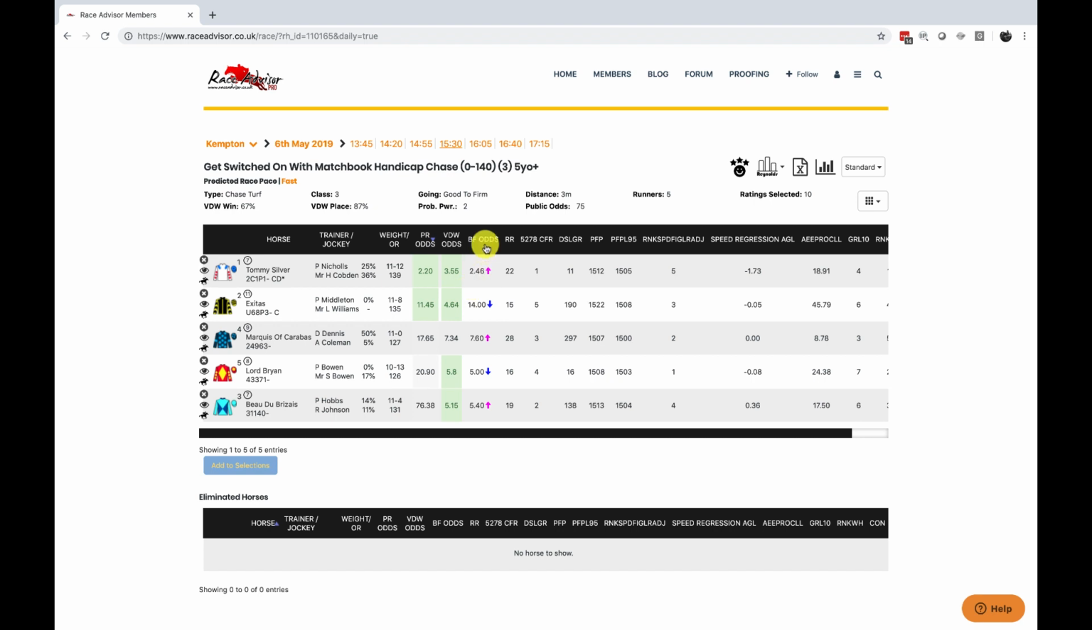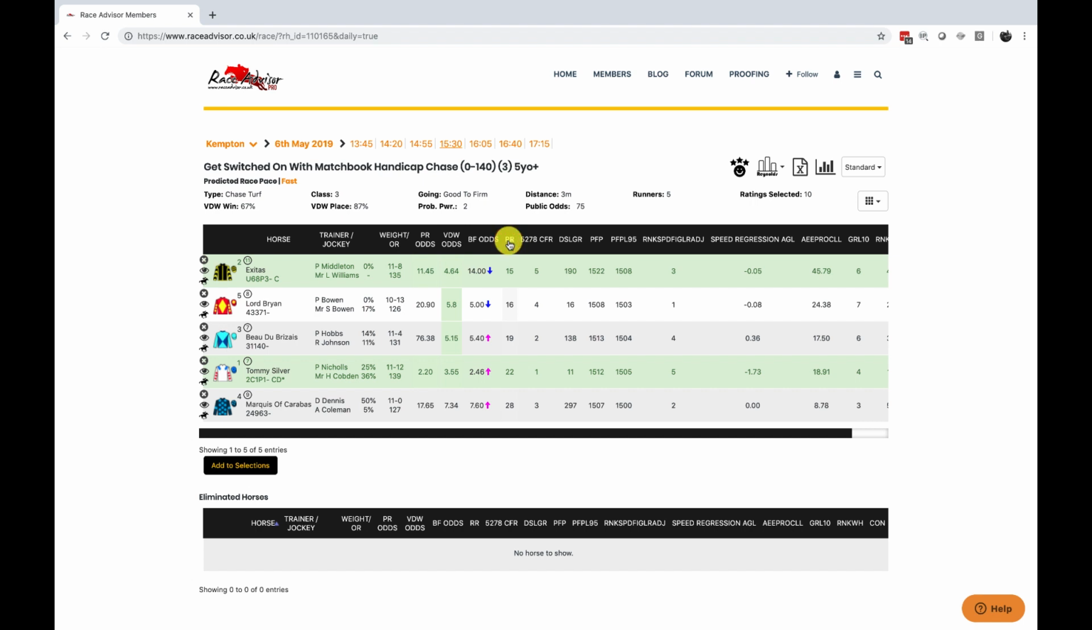Moving over, we can see that in the Betfair odds, Tommy Silver is currently the favorite. However, Exitus is the outsider. Interestingly, Tommy Silver's odds have drifted over the last 5 minutes and Exitus has shortened. But we're not going to look into that too much at the moment. I'm going to keep coming across, but I'm going to first click on each of those horses to highlight them as possible contenders.